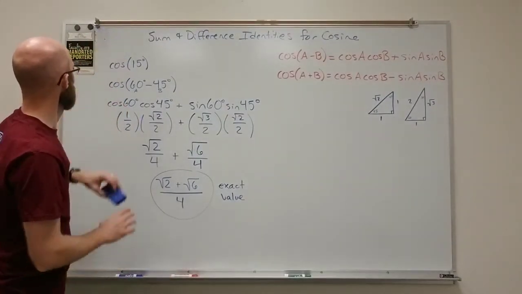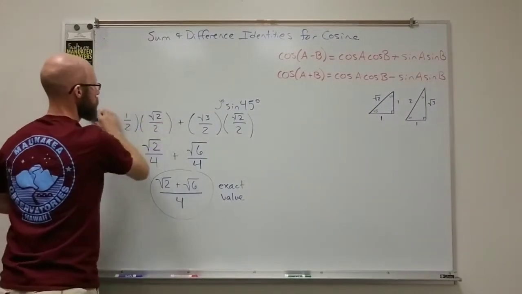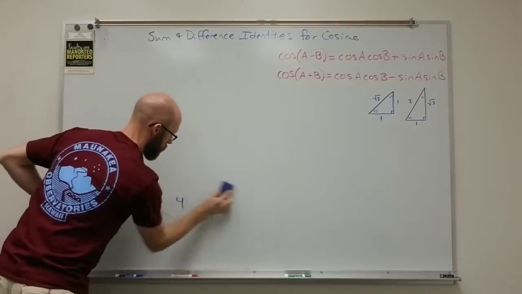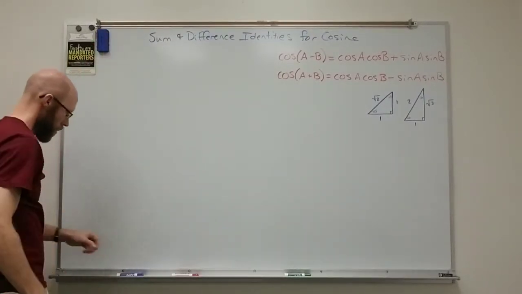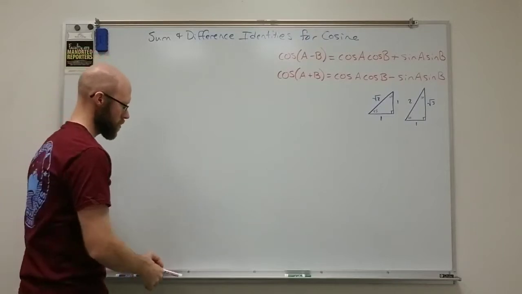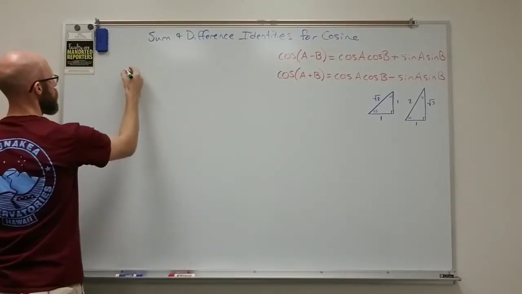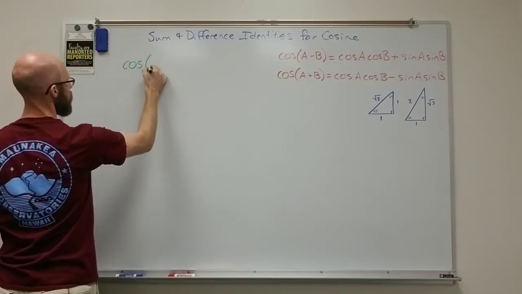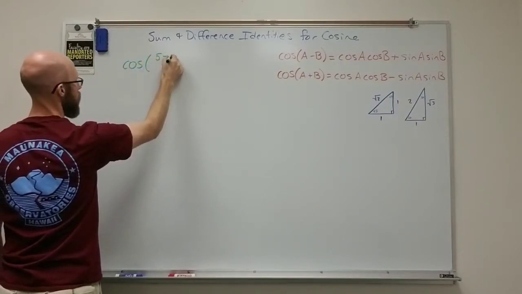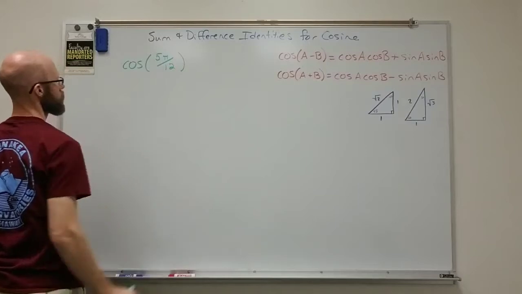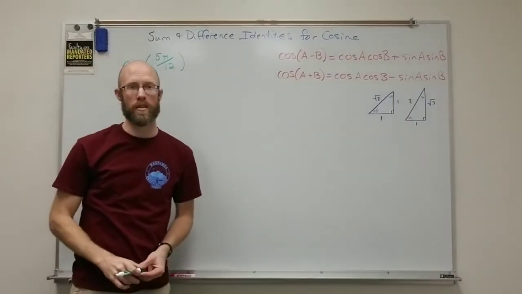Let's try another one. This one's kind of interesting. Let's get rid of this. The next one I'm going to run through is the cosine of 5 pi over 12 radians. All right, this one's in radians now.